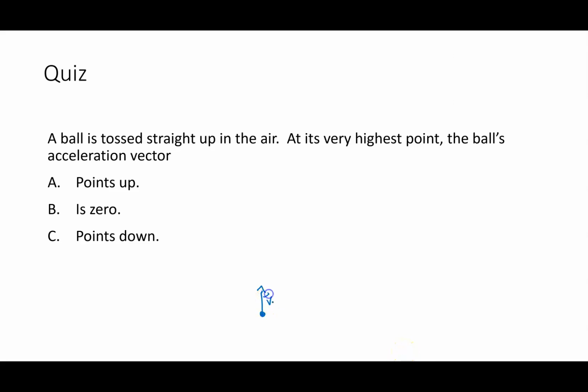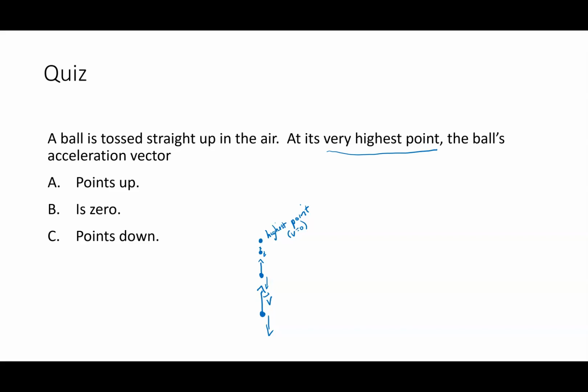So this ball's headed upwards. I know a ball will slow down as it goes upwards. It will eventually reach the highest point where for just a split second, V is 0. But in that time, it's turning around and then it's going to head back down, speeding up on the way down. So the velocity at the highest point, which is the point they're asking about, is 0.